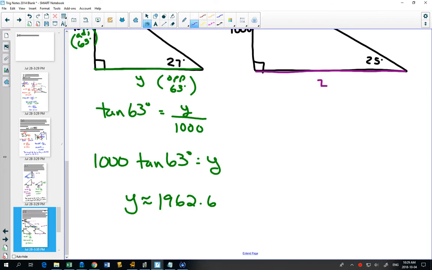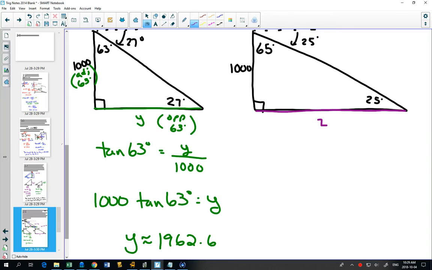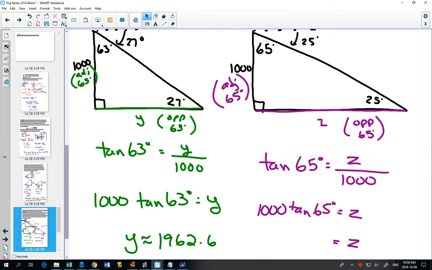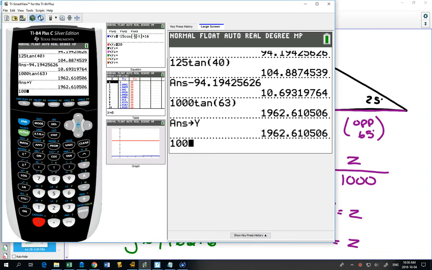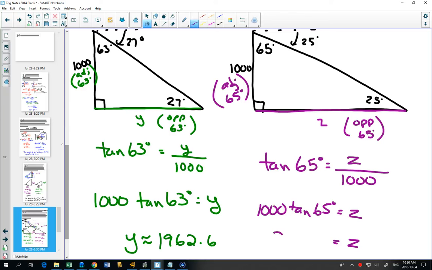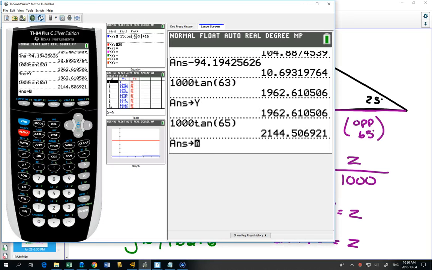And in purple now, I can do the same thing. Z is opposite 65 degrees. The 1,000 is adjacent to 65 degrees. And so tan of 65 degrees is opposite over adjacent. Multiply both sides by 1,000. And z is 2144.5. On my calculator, I'm going to store that answer, alpha Z.